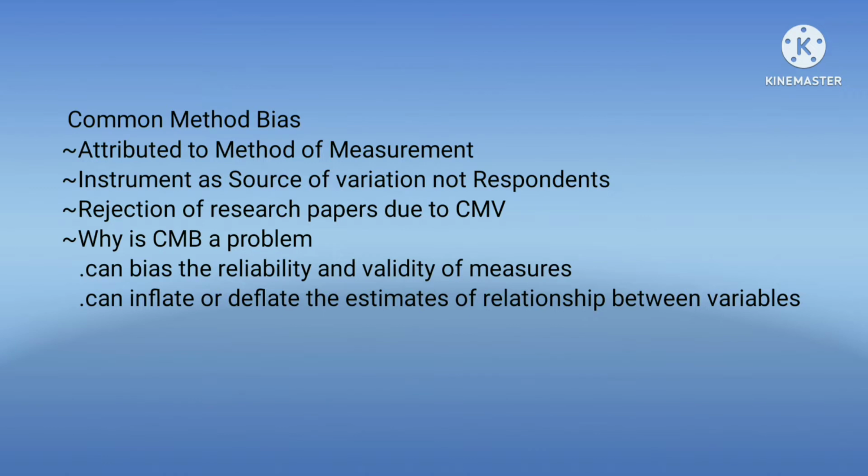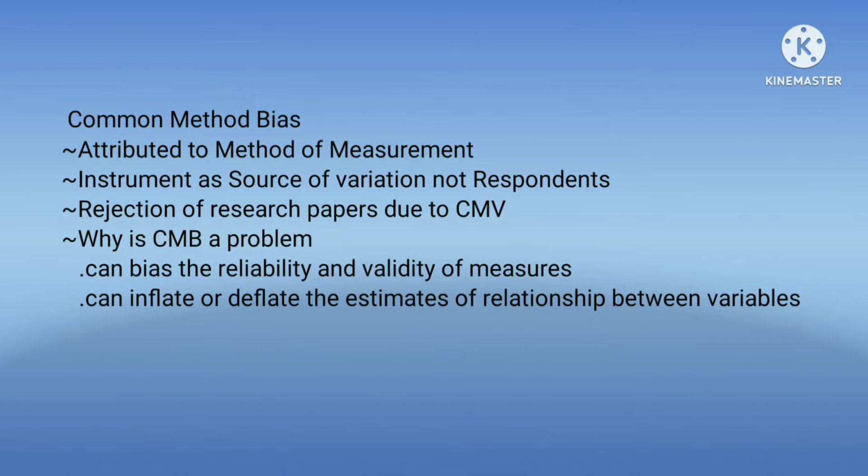Common method bias is that variance which can be attributed to the method of measurement, when the instrument becomes the source of variations in responses, not the respondents. It can also be stated that bias is induced by the instrument, thereby causing undue variances. As a result, the subsequent analysis and results are adversely affected.